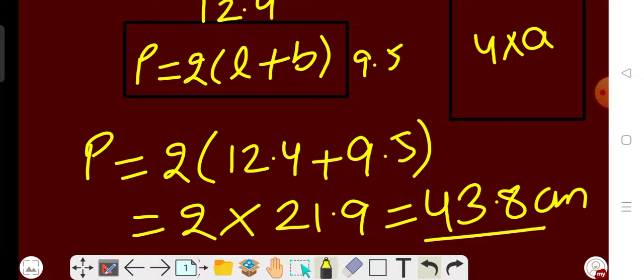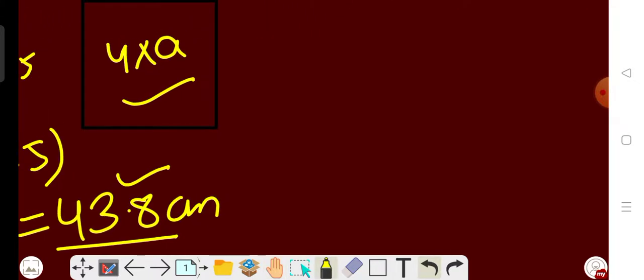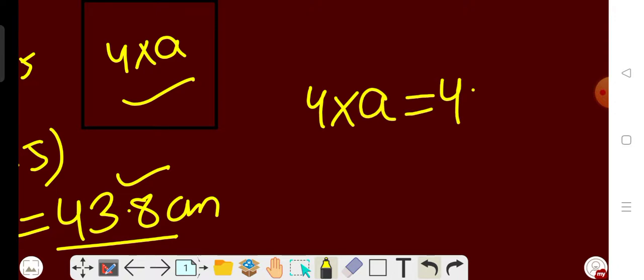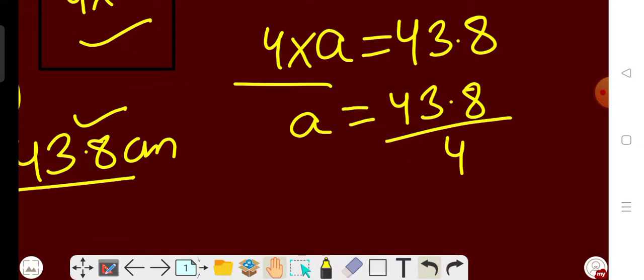Now in the question it is given that this perimeter is also equal to the perimeter of the square. So from here what can we write? We can write 4 multiplied by side, that is A, equal to 43.8. So from here we have to calculate the side of the square, that is A. So A is equal to 43.8 divided by 4, because 4 is in multiplication on the left side of the equality. If we take 4 to the right side of the equality, it will be in division. So after division we will get our side of the square.